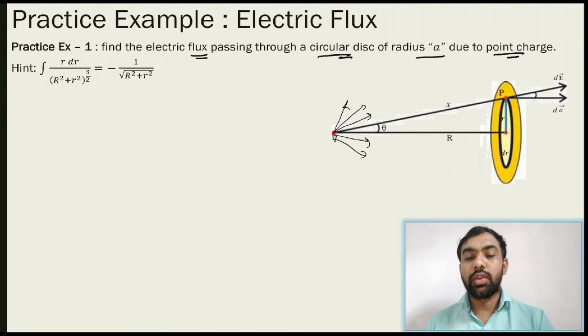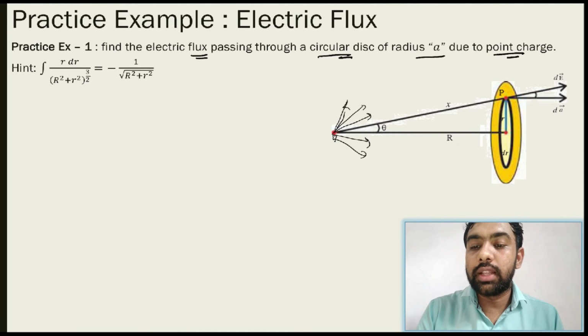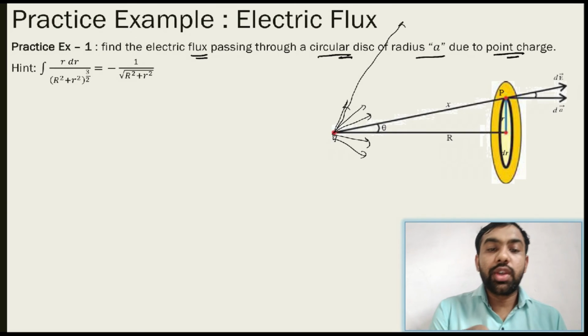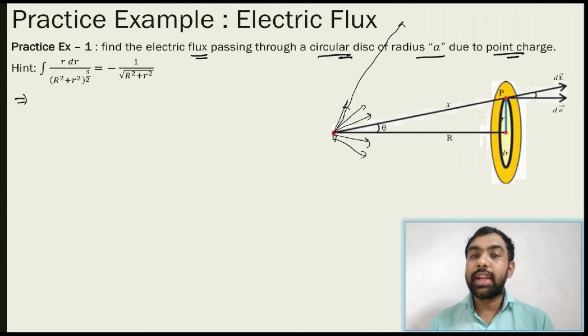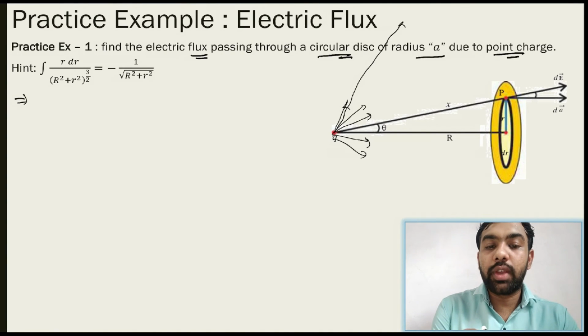Here this figure is also given to us. The field is like this. If you consider this field line, then this field line is not passing through this disc. So here this disc is placed in a non-uniform electric field. So here we use this equation to find the flux linked with this disc which is placed in a non-uniform electric field. Okay, so how to find this?